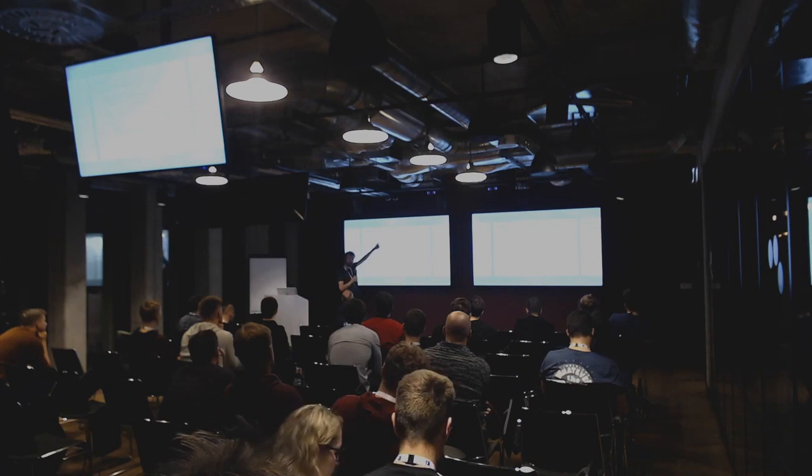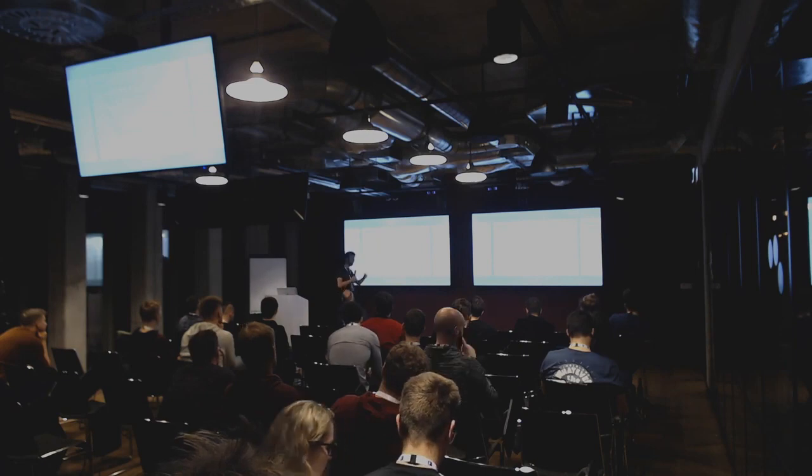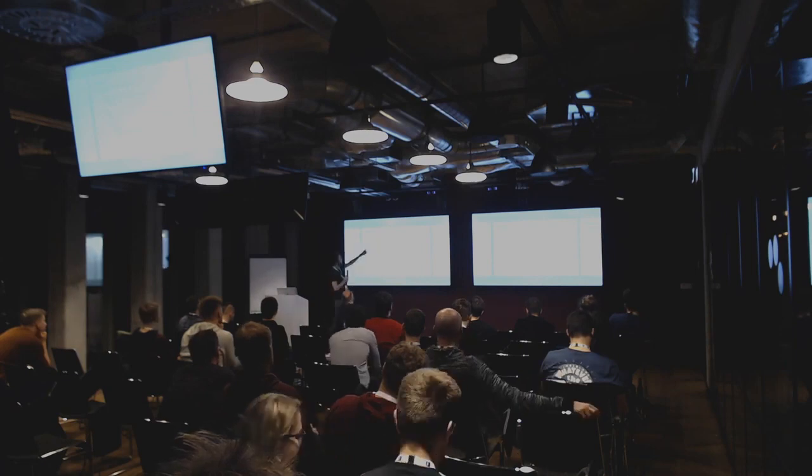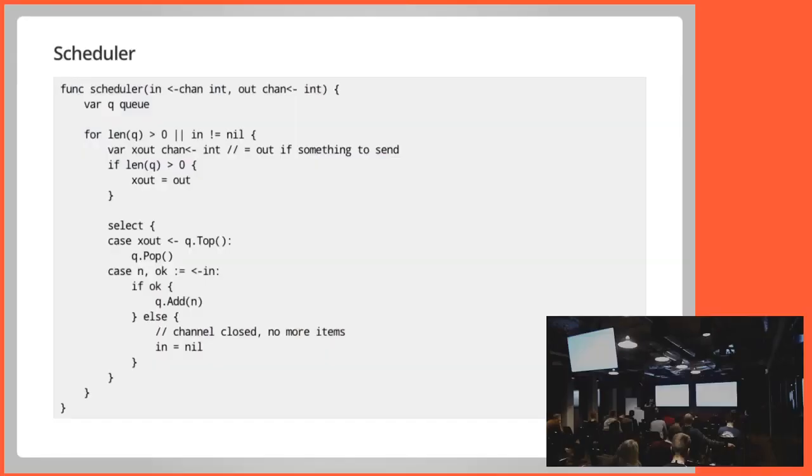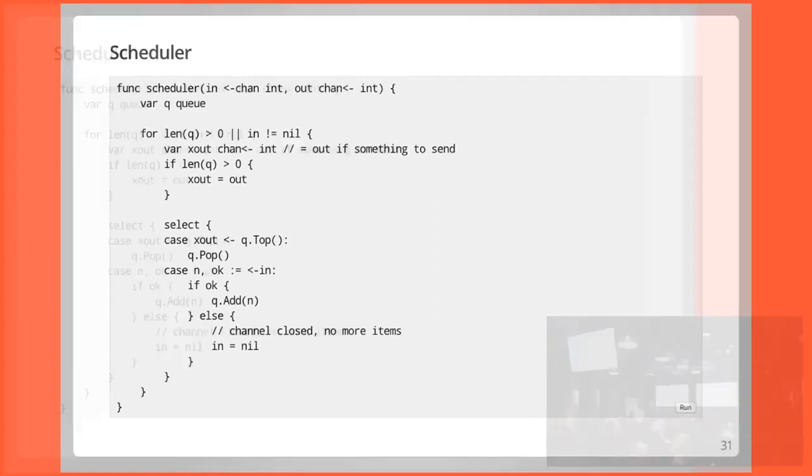Then I create the variable xout. I call it xout because the xout variable can only have two values. It's either out, the same as out, or it's nil. And it's out if there is something in the queue. So if there is something in the queue waiting to be delivered to someone, I'm going to have a non-nil value in the xout. Otherwise, if the queue is empty, I'm going to have it nil.